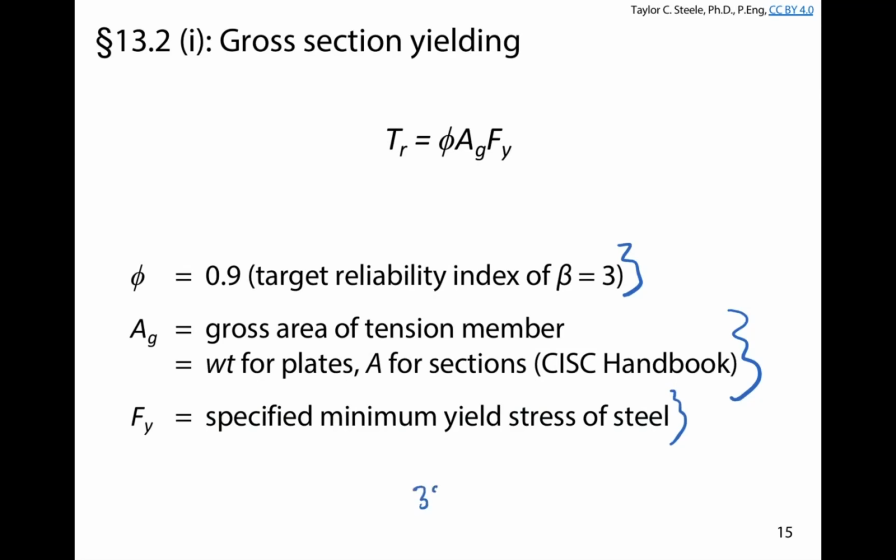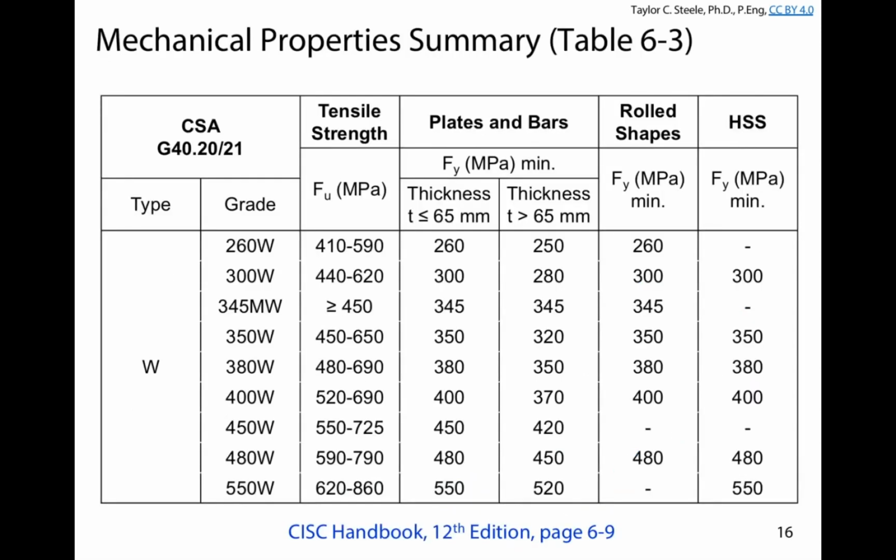So for example, for 350W steel, which is most common, Fy is equal to 350 MPa. Okay, so if I tell you what the section is, you can look it up in the handbook, find A. 95% of the time we're using G40.20/21 350W structural steel, so that tells you that Fy is 350, Phi is 0.9, simple calculation to do if you know what the cross section is. Right, so most commonly we're going to be working with 350W.